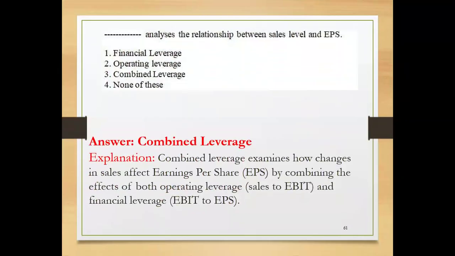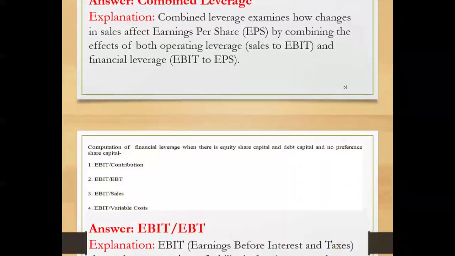Then analyze the relation between the sales level and EPS. Here, it is not financial, not operating, but combined leverage. Combined leverage examines how changes in sales affect EPS by combining the effects of both operating and financial leverage.